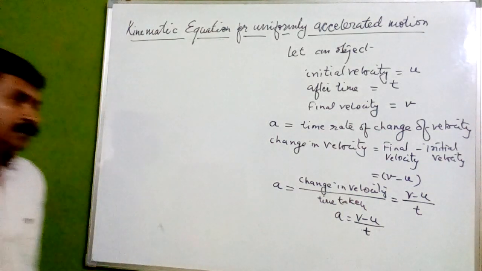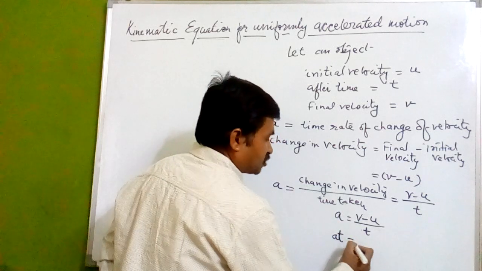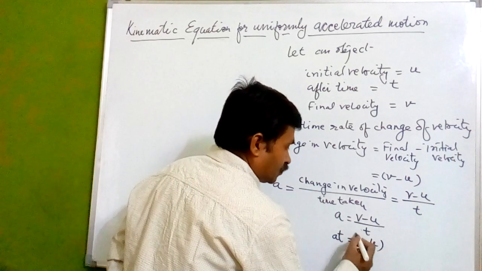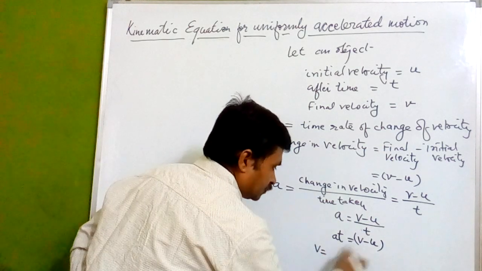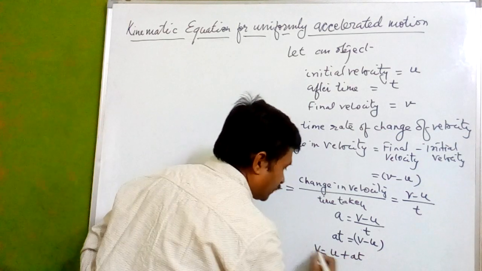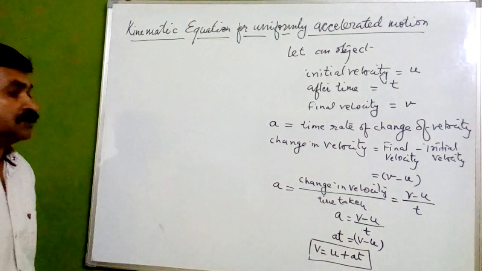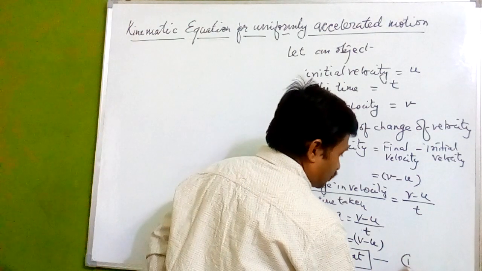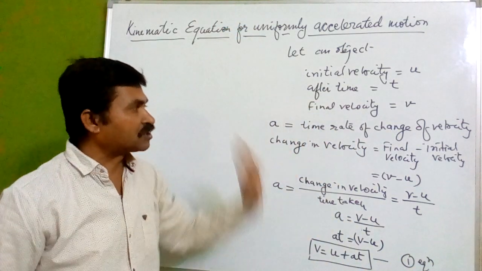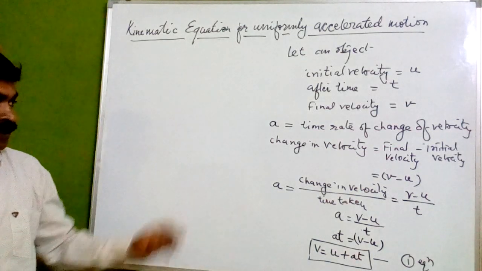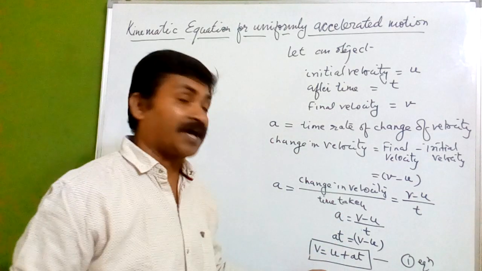Now simply if we write it in terms of an equation, a multiplied by t equals v minus u. So finally what we have got is v equals u plus at. This is the first equation which we have got. Simply by going through the definition of velocity and acceleration, we have got the first equation of motion.